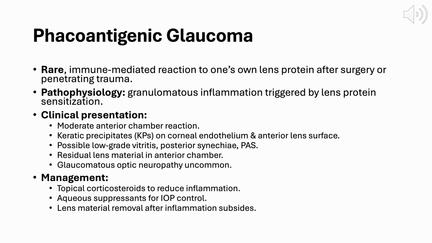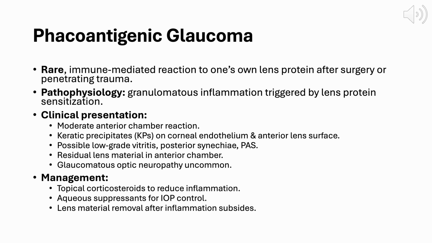Now let's move on to phacoantigenic glaucoma, a rare immune-mediated reaction to one's own lens protein. This typically occurs after cataract surgery or penetrating ocular trauma when lens material becomes exposed to the immune system. The underlying pathophysiology involves a granulomatous inflammatory response triggered by sensitization to lens proteins, which are normally sequestered.